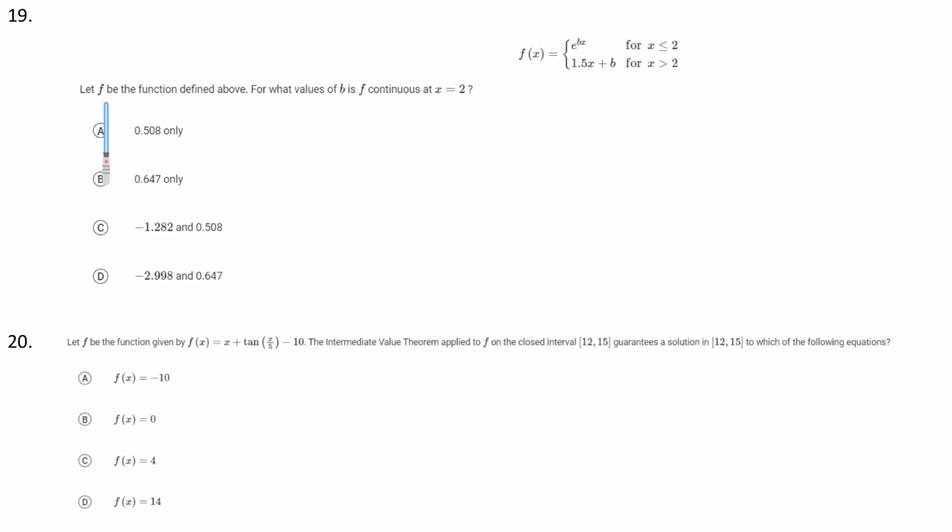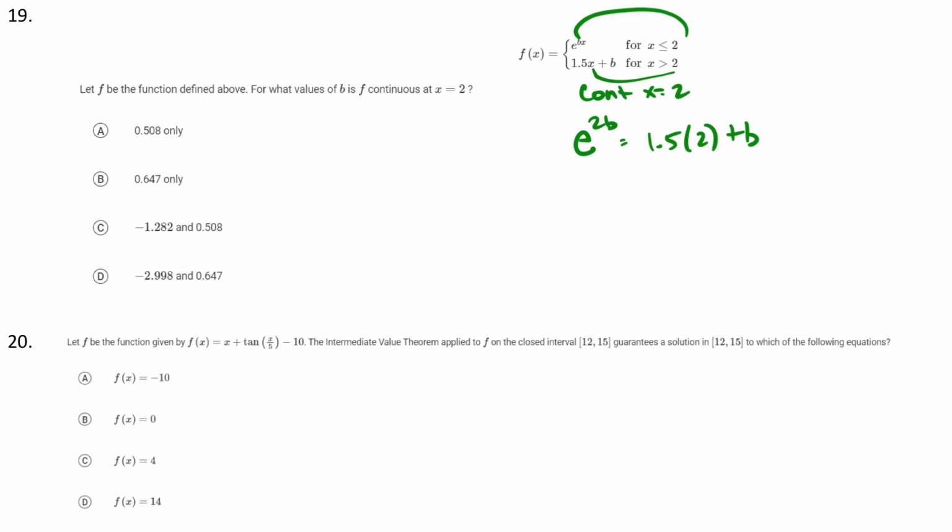All right, looking at this, it says let f be the function defined above right there. For what values of b is it continuous at x equals 2? So for it to be continuous at x equals 2, I must have a value at x equals 2 for each of them, and those values must be equivalent. So I'm just going to plug 2 in for x on each of these and set them equal, because they have to both be the same for it to be continuous. So that means I will end up with e to the 2b equals 1.5 times 2 plus b.